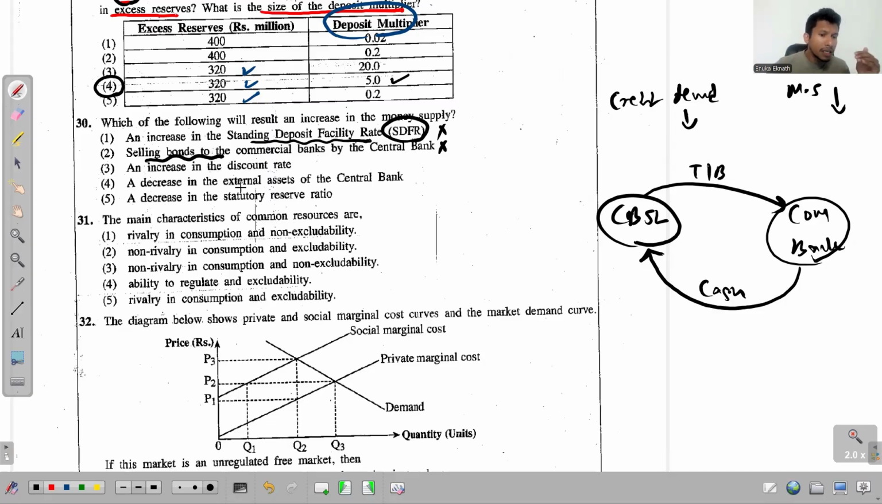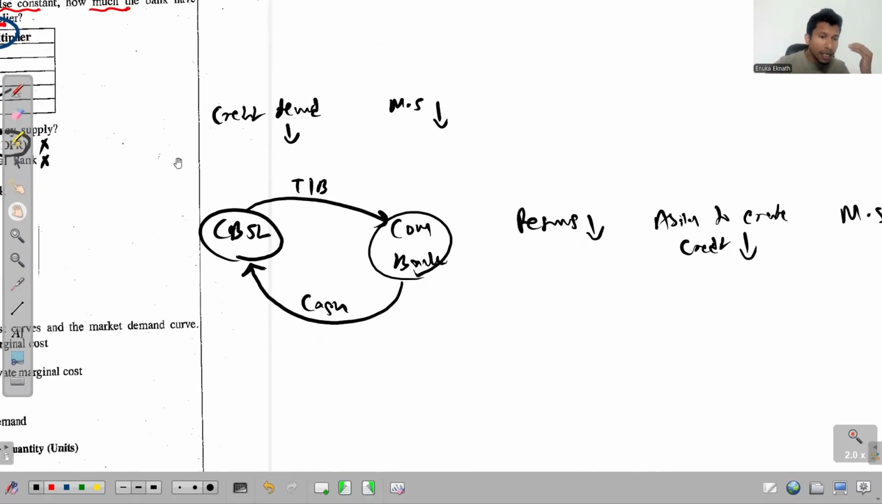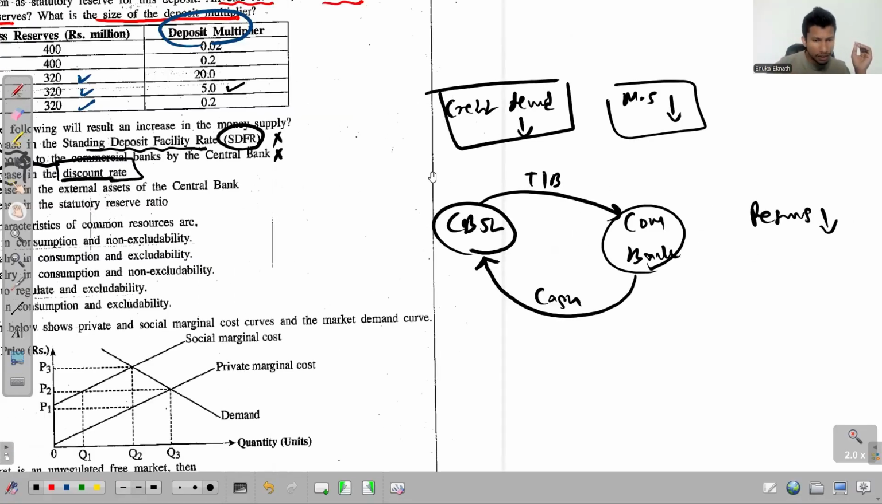Third one says an increase in the discount rate. So what's this discount rate? Simply, this is the interest rate charged by the central bank when the central bank offers loans to the commercial banks. So once again, you can consider this to be generally the interest rate. So when the interest rate is increased, as we discussed in the first one, right? When the interest rate is increased in general, credit will be expensive, so that people will demand lower credit, and as a result, money supply will decrease.